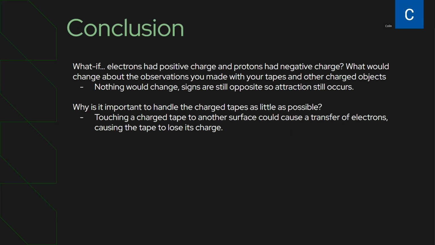And then why is it important to handle the charged tape as little as possible? Because touching a charged tape to another surface or through your hands could cause a transfer of electrons, which would cause the tape to lose its charge.